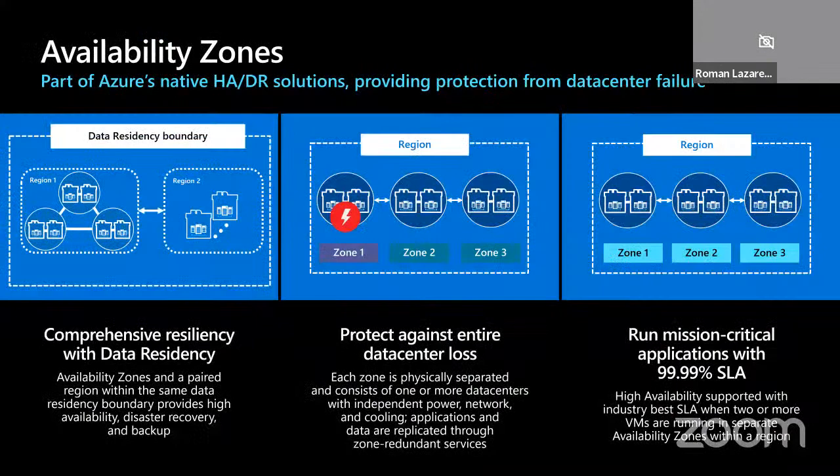So this is a more pictorial depiction, a further depiction of the zonal concept, where you have the VMs that are deployed in multiple zones. Basically, they get the SLAs of 99.99%.